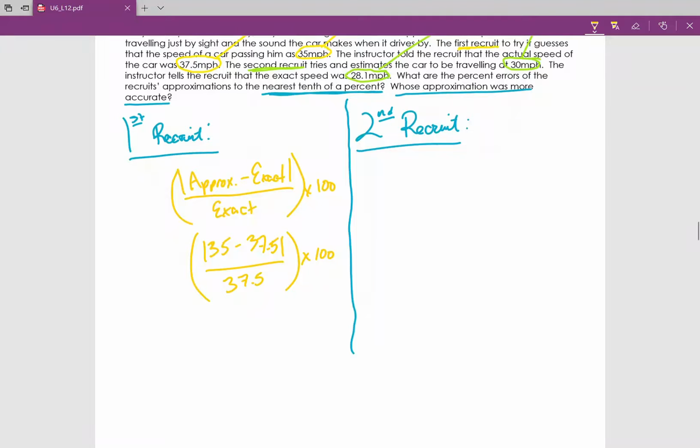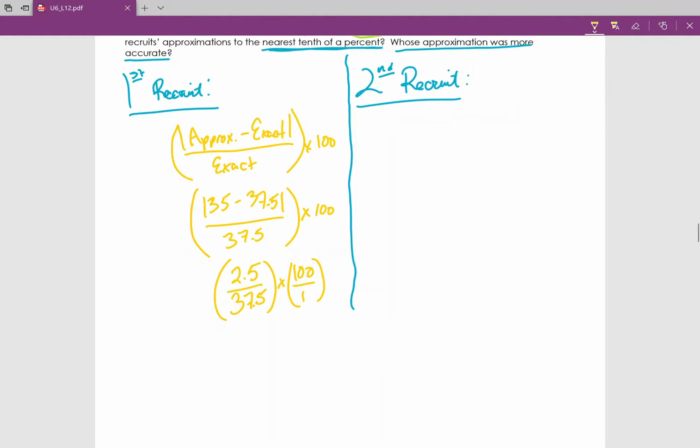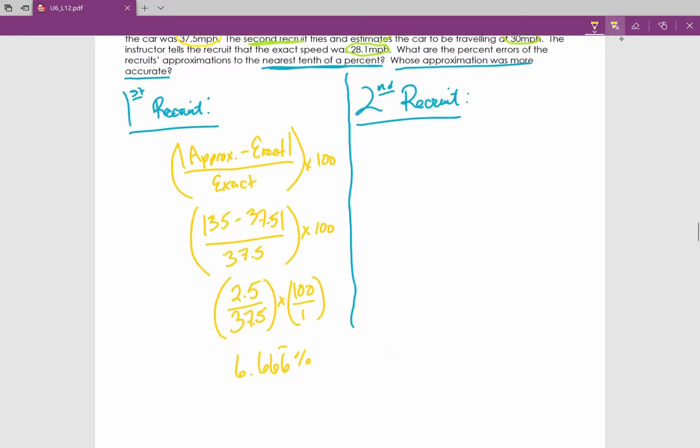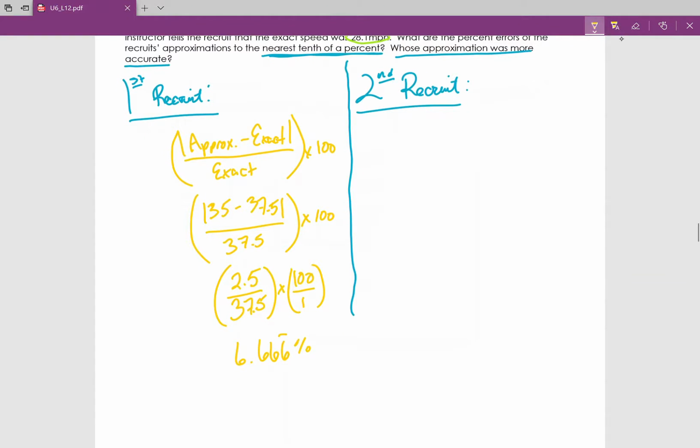And when I subtract that, I get negative 2.5, but I'm taking the absolute value, so it's going to be 2.5 positive, over 37.5. Then to turn it into a percent, of course, we have to multiply it by 100. And when we multiply it, we actually get a repeating decimal. So we're going to get 6.666, just keeps going on and on, percent. But the question does say round to the nearest tenth.